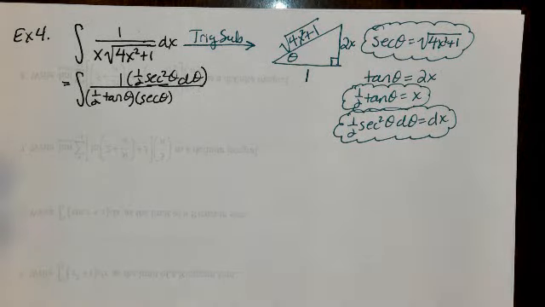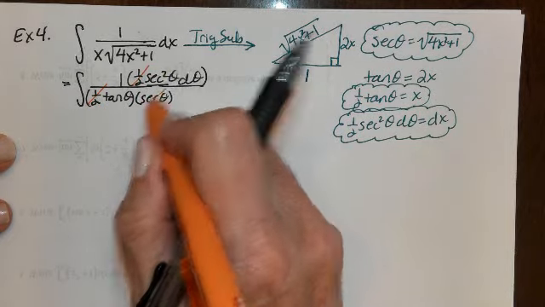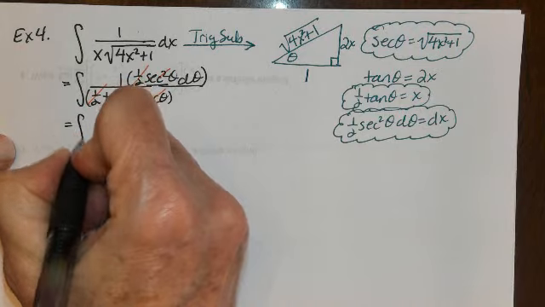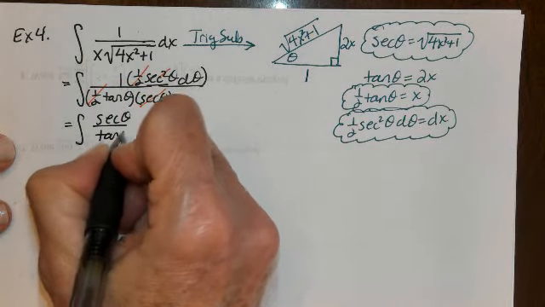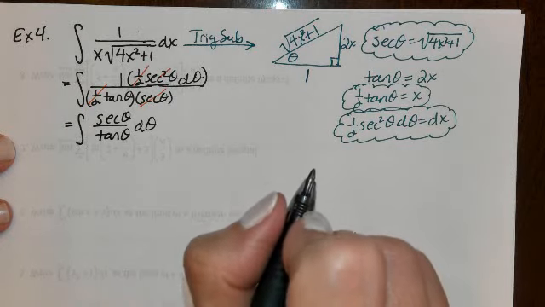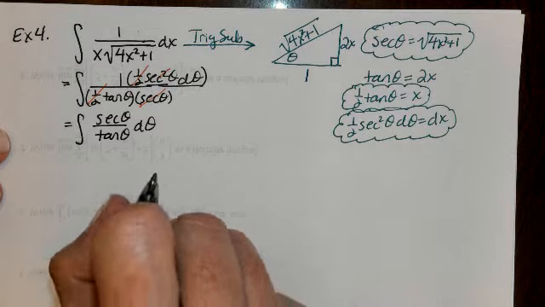Okay, the halves cancel out. One of the secants cancel out. So then I have the integral of secant theta over tangent theta d theta. And now it's just a matter of what do I do with that. Okay, now we go back to the last section. What do we do with that?